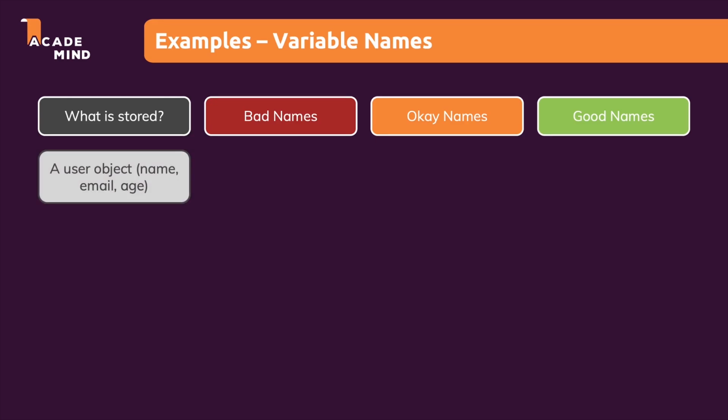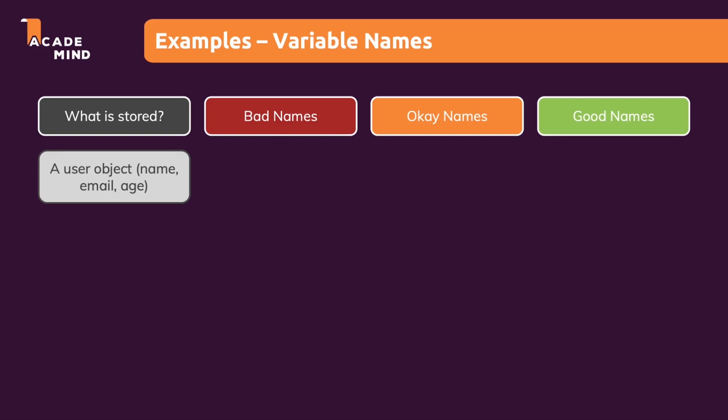Let's say we have a variable in which we store a user object. And the same would be true if it's a constant or if it's a property. And let's say that user object is simply the combination of the name of the user, the email address, and the age. Now what could be bad names here?